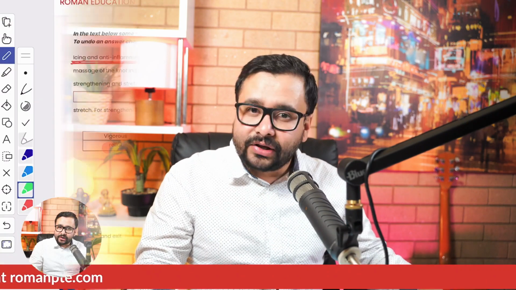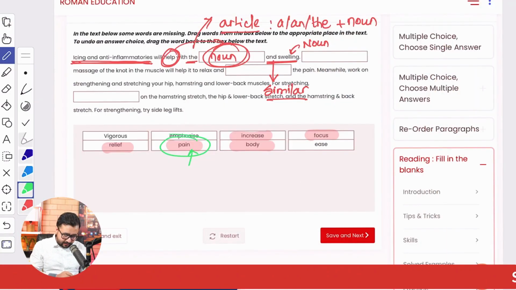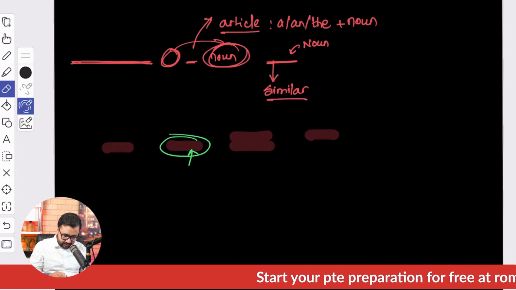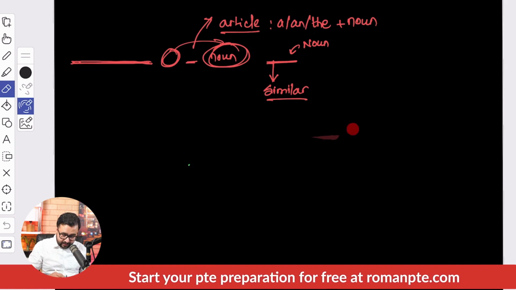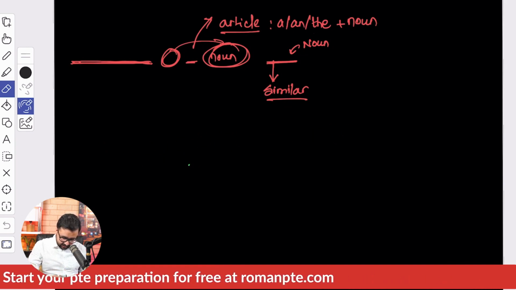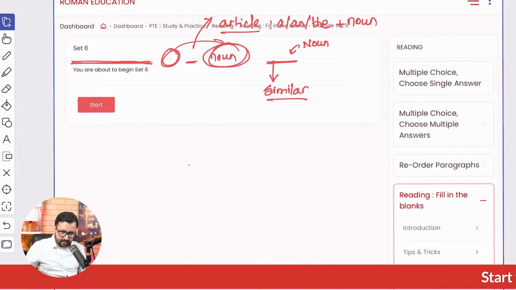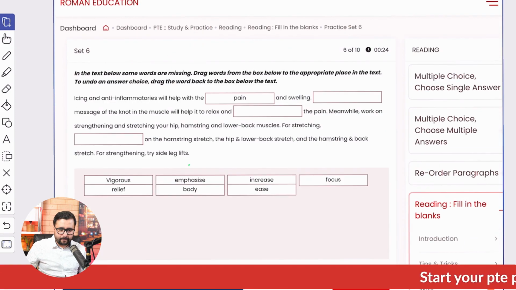Now let's look at other questions as well. If we look at the other questions, again we can see that we have got different options here. I'm sorry, I think something happened here. Let me reload the space. So pain is the answer.